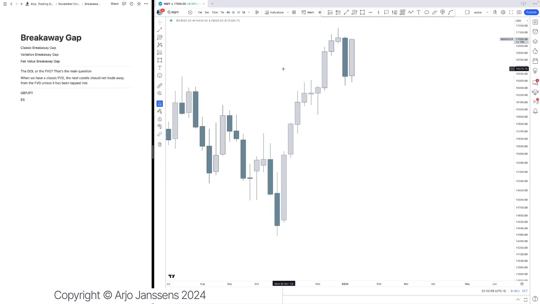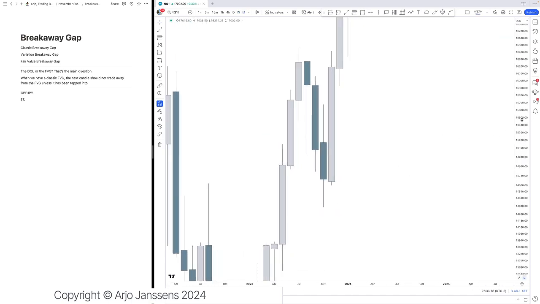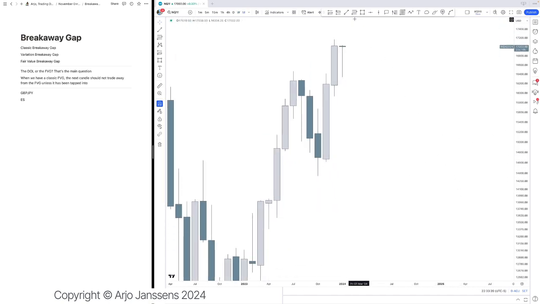So the breakaway gap is when there's a lot of momentum in the market and price first wants to reach a draw on liquidity before then potentially coming back into that breakaway gap, in other words, that fair value gap. So how do we look at that? Well, first of all, we need context, like we mentioned. If we don't have a draw on liquidity, then all this won't make a lot of sense.